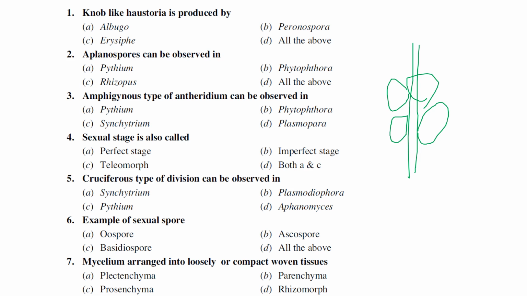So the answer is Rhizopus. If you see the life cycle of Pythium and Phytophthora, both fungi can produce flagellated spores called zoospores. In Pythium and Phytophthora, both fungi can produce a sexual spore, the oospore.